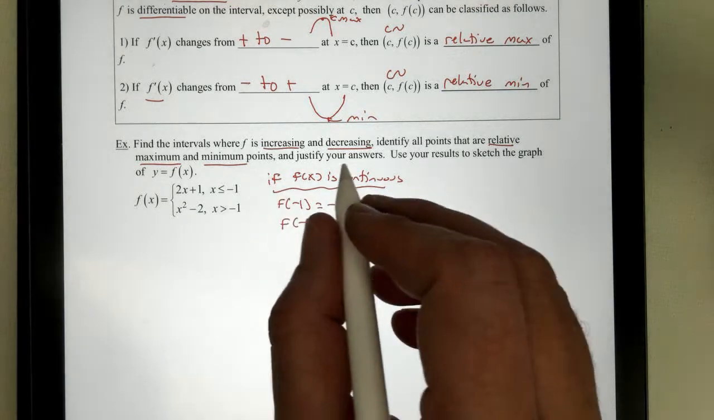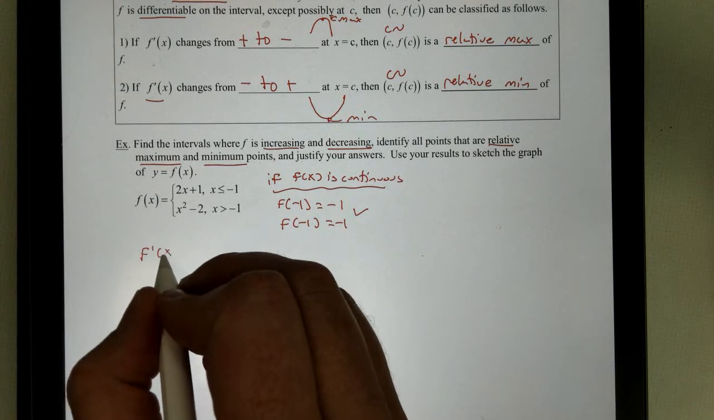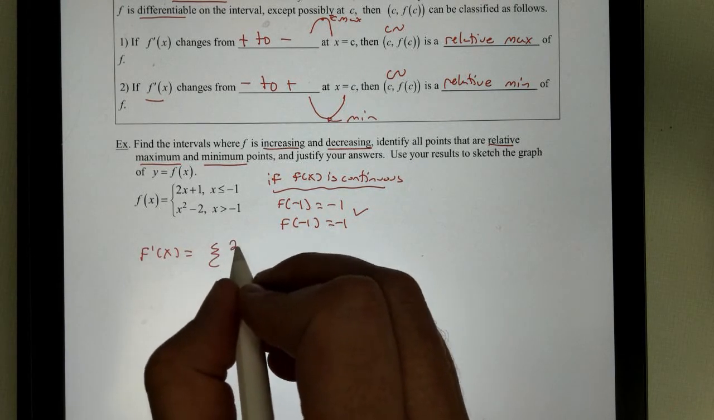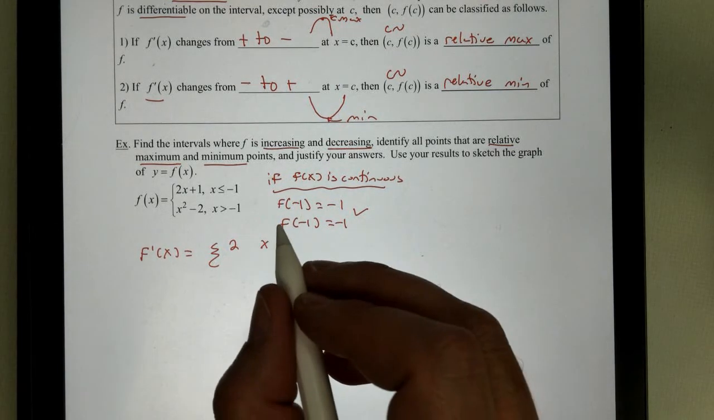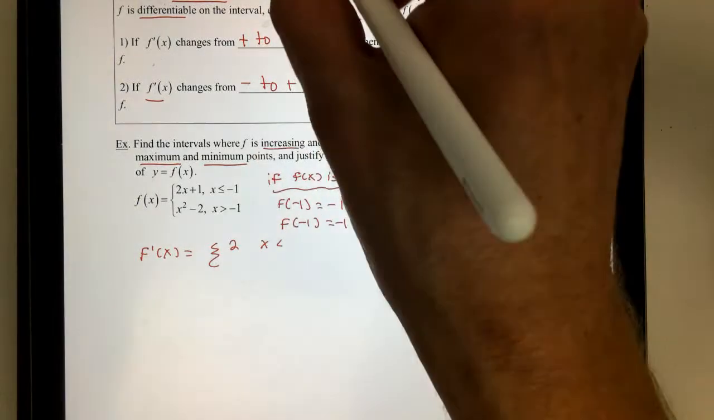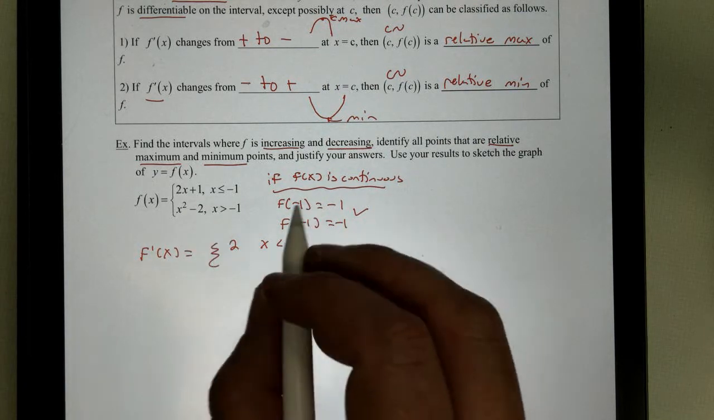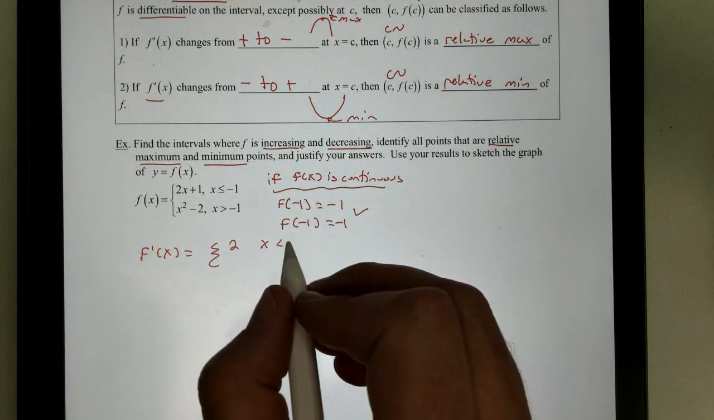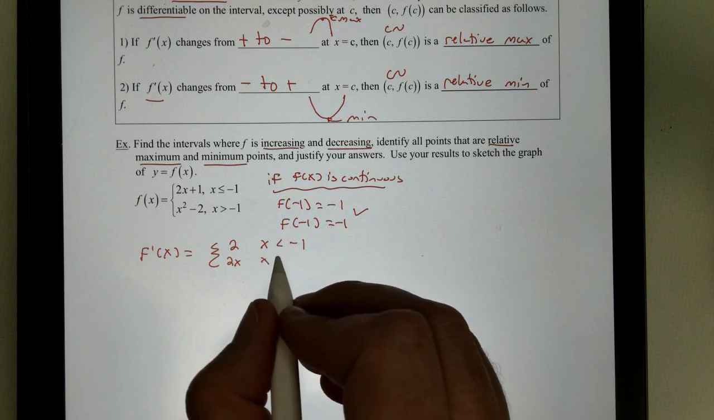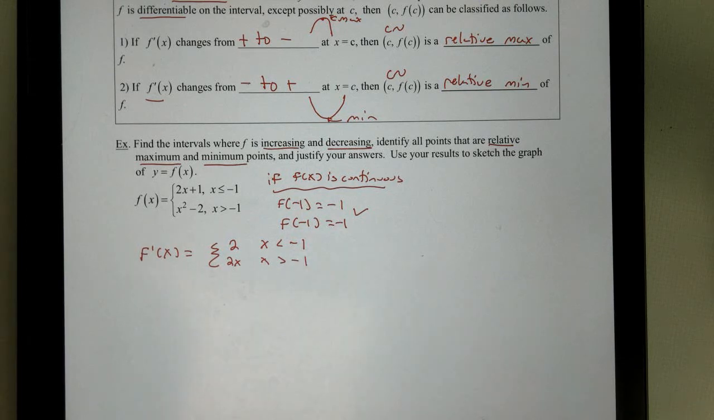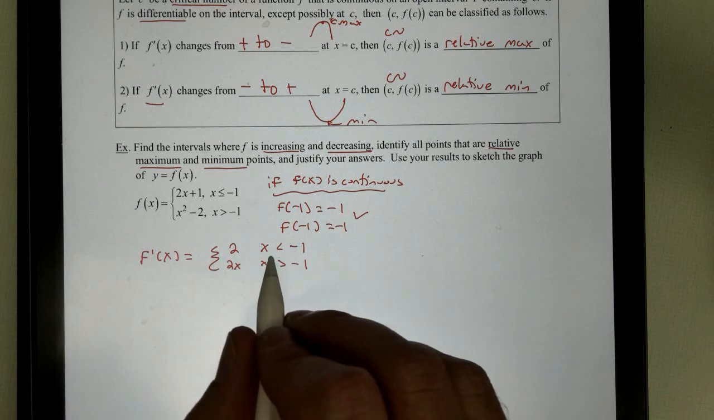And now I want to find the derivative. Taking the derivatives here, f prime of x, we are going to get 2 for x less than negative 1. When you take the derivative of a piecewise function, we don't include the endpoint, so we just go less than negative 1. Take the derivative here, we get 2x, and this is going to be for x greater than negative 1.